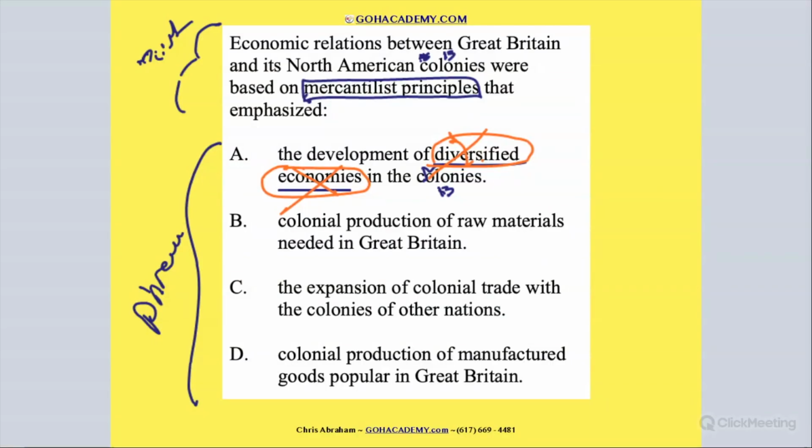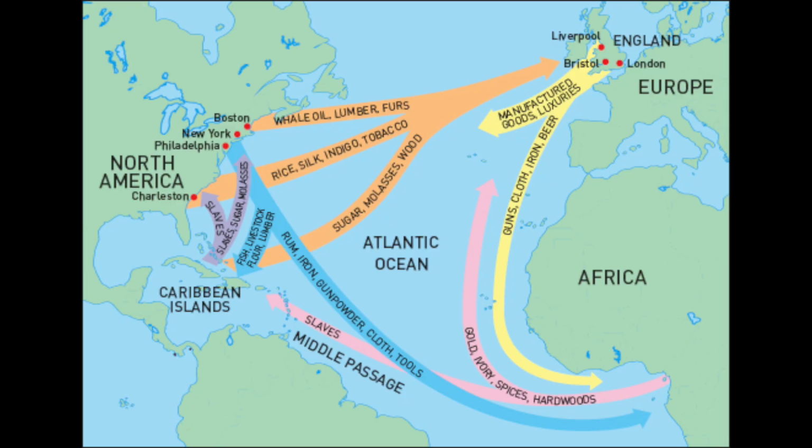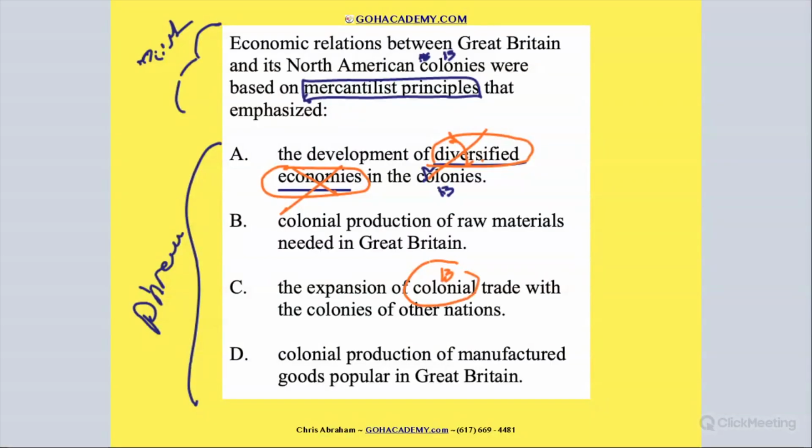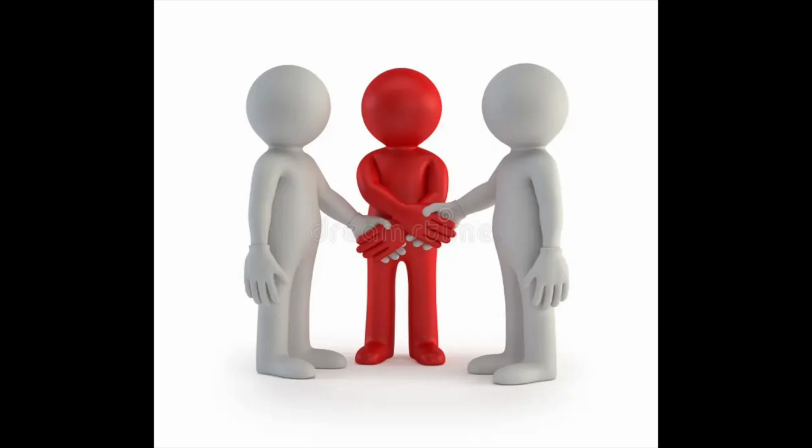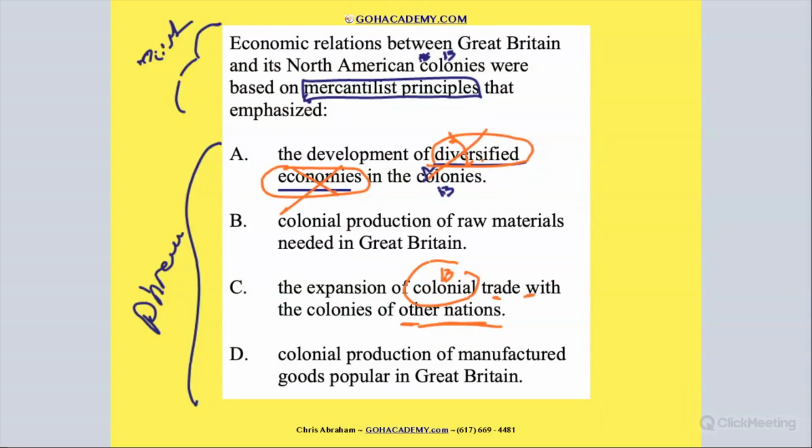Or how about this one right here? C, the expansion of colonial trade with the colonies of other nations. So let's see, colonial trade, again, that's 13 colonies trading with other nations and other nation colonies. Is that what they want? No, they don't. They want all trade to go through Great Britain, right? If the colonies are able to trade with other countries and other nations, then they're able to bypass Great Britain being the middleman, and they're going to be able to save money, and Great Britain's going to lose money. So this would not be something that Great Britain would want, the 13 colonies going outside of Great Britain. So we'll cross that one off.